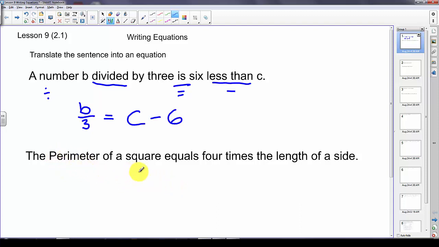The next, we talk about a perimeter of a square equals 4 times the length of a side. Equals is exactly what that is. That's the equal sign. So the perimeter, let's call that P, equals 4 times the length of a side. So 4 times means multiply, of course. And we'll call the length of a side L. And there we have it.